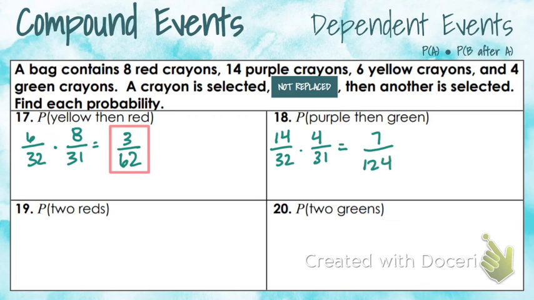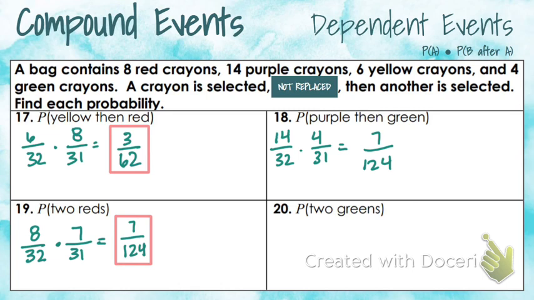All right, number 19, the probability of 2 reds. This is where it gets a little bit different. So we draw a red first, so we are going to have 8 reds out of 32. Then we don't replace that red, so we only have 31 crayons left. And we already drew 1 red in the first one, so we only have 7 reds left. When we multiply these together and reduce it, we get 7 out of 124.